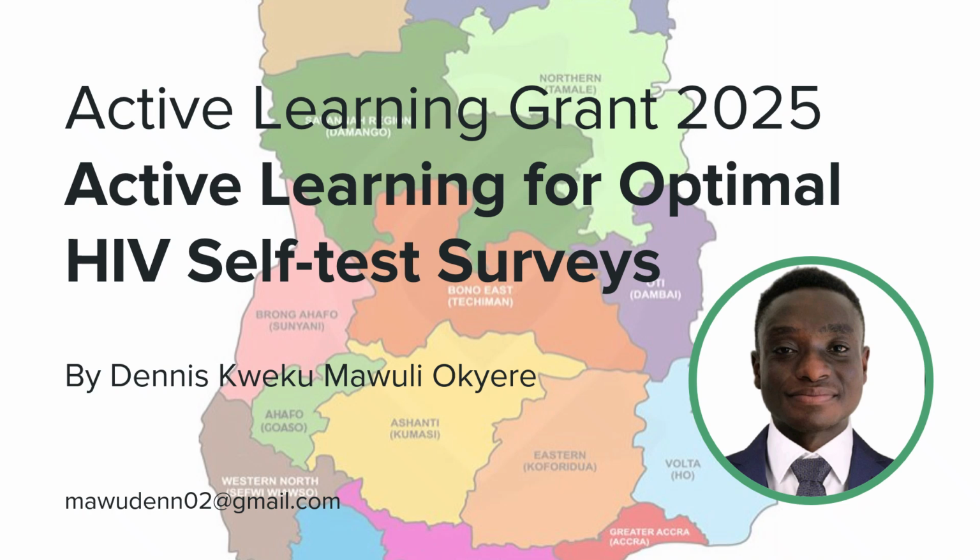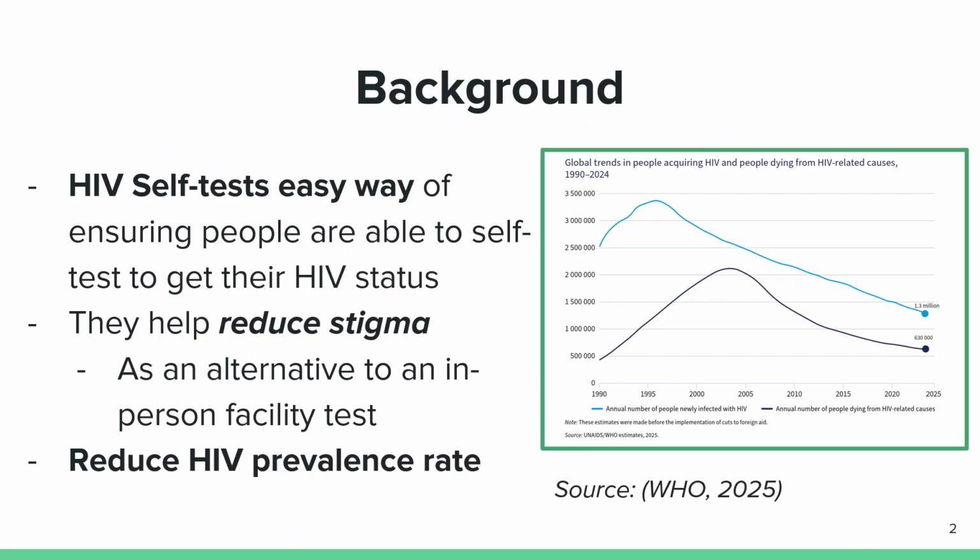The aim of this project was to use active learning for optimal HIV self-test surveys. So basically, HIV, which stands for Human Immunodeficiency Virus, is still a major issue of concern globally, with 1.3 million new infections and over 600,000 HIV-related deaths in 2024, according to the World Health Organization.